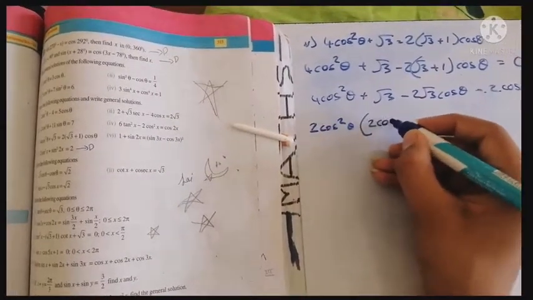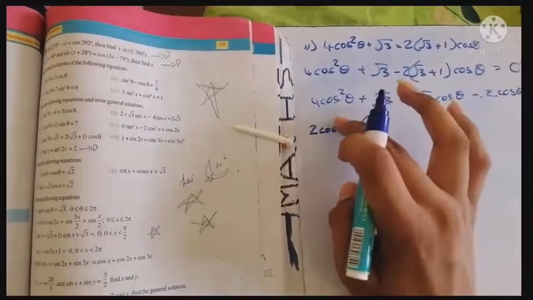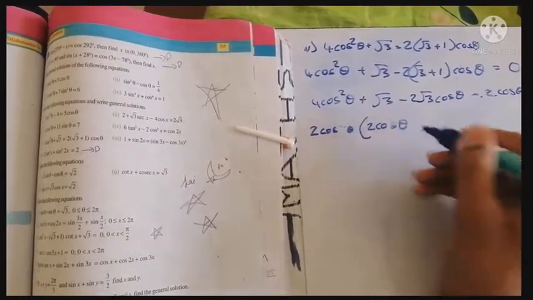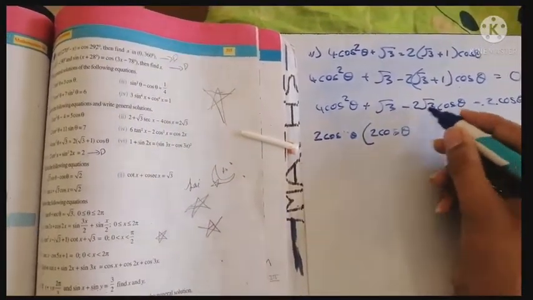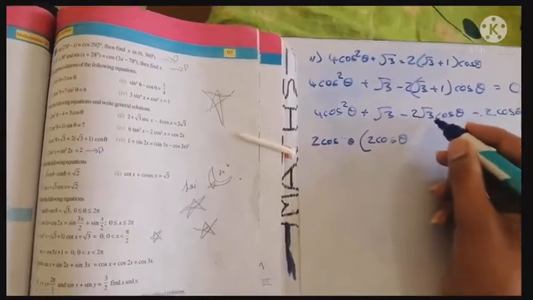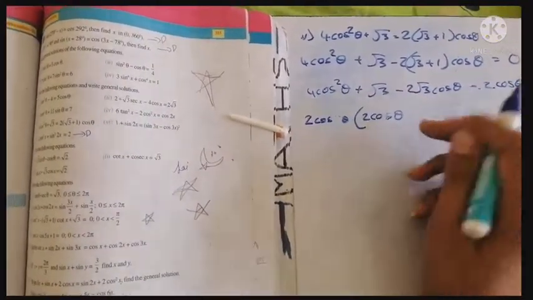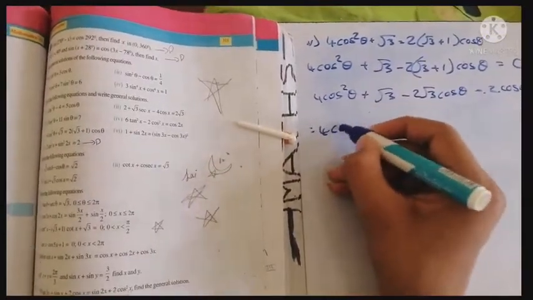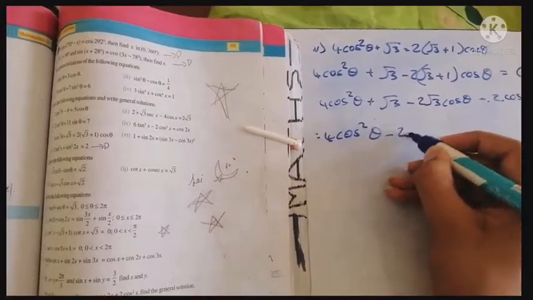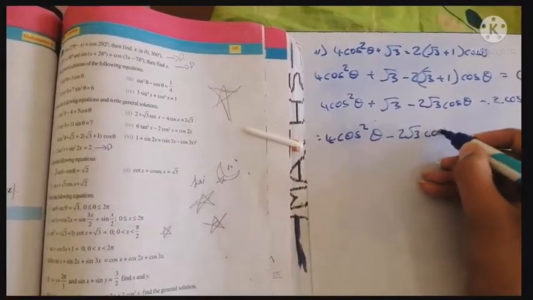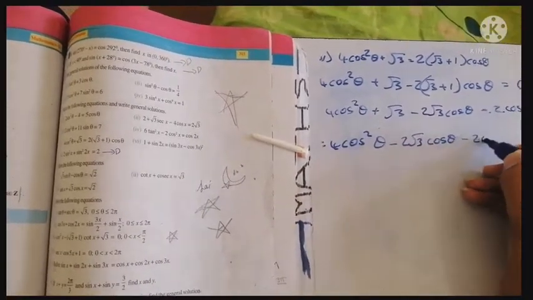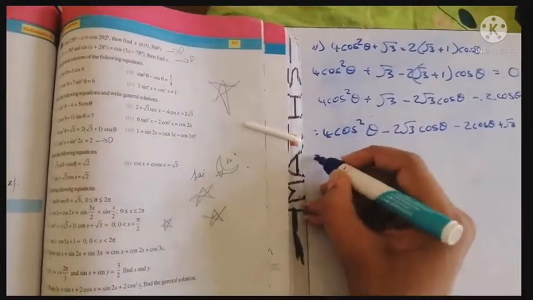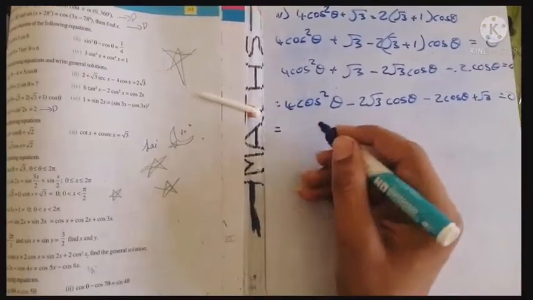We will take 2 cos theta common. So 2 cos theta, so here we are having 2 minus, so directly we will take it like this: 4 cos square theta minus 2 cos theta minus 2 cos theta plus root 3 is equal to 0. So by this we can solve this.